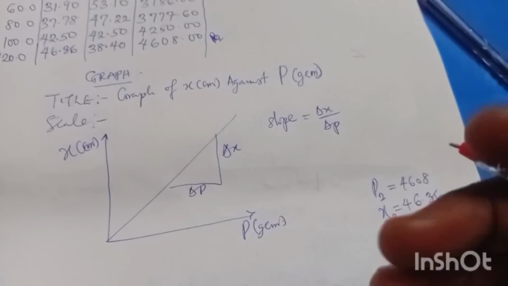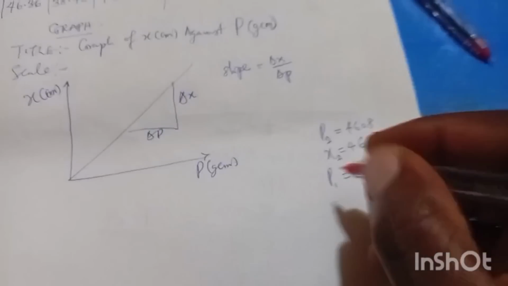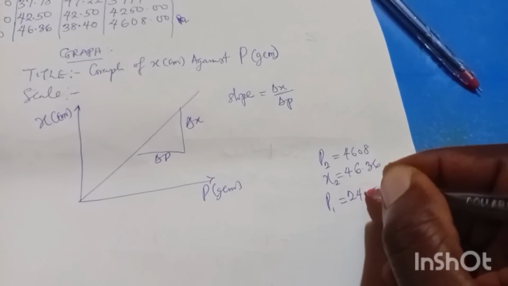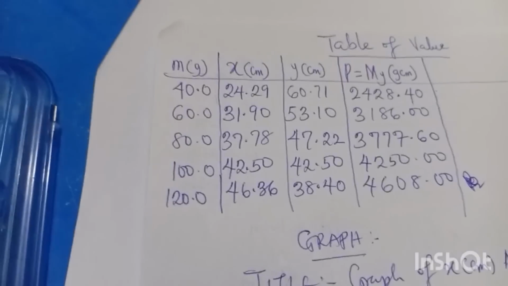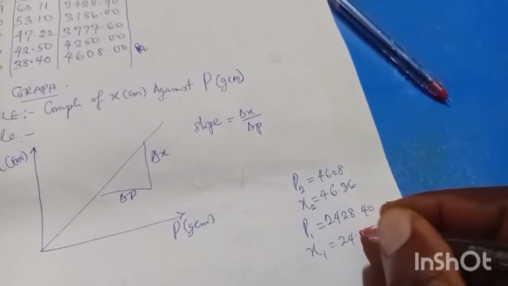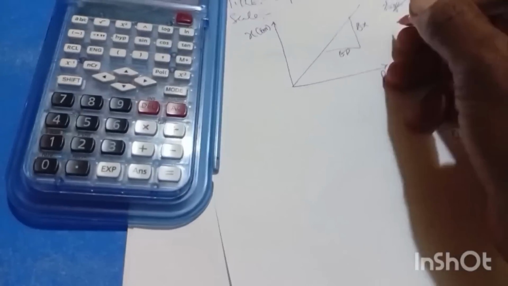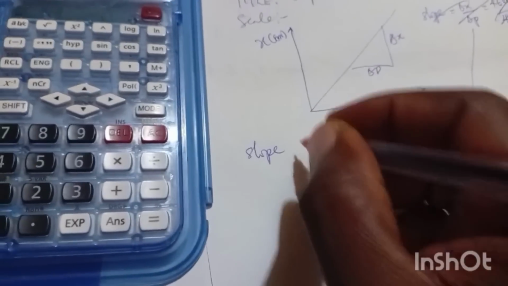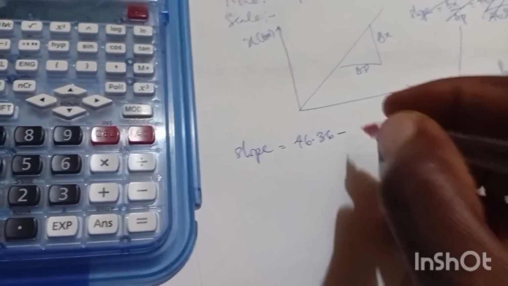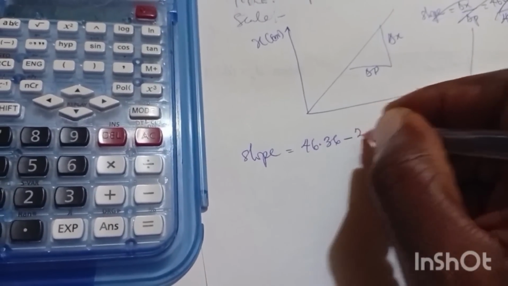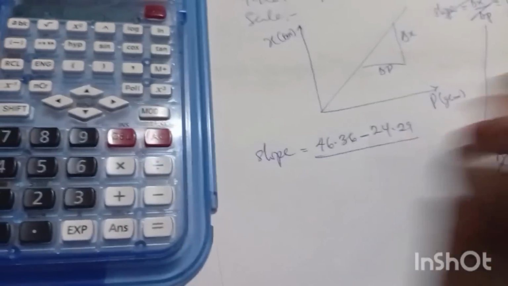I don't want us to waste time. For my p1, I'm picking the lowest, that is 2428.40, and my x1, I pick the corresponding value of x, that is 24.29. So I'll have my slope, change in x. My x2 is 46.36 minus 24.29. That's my change in x.